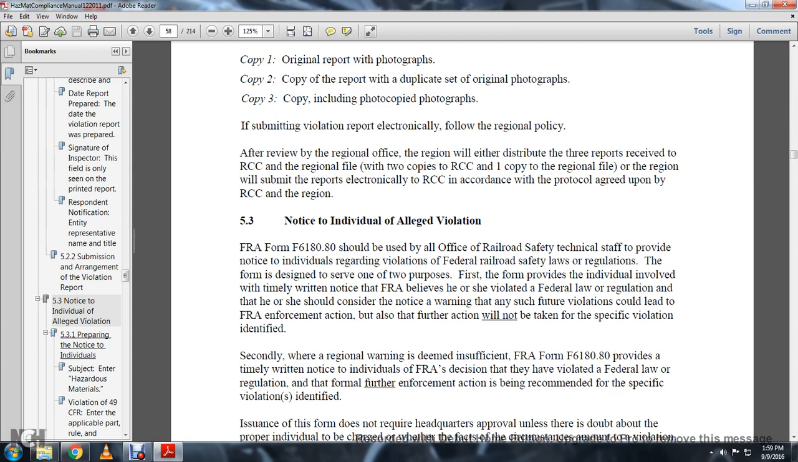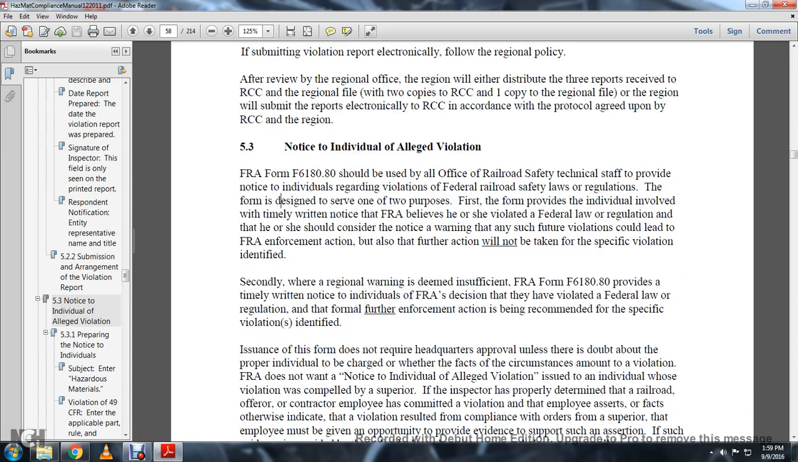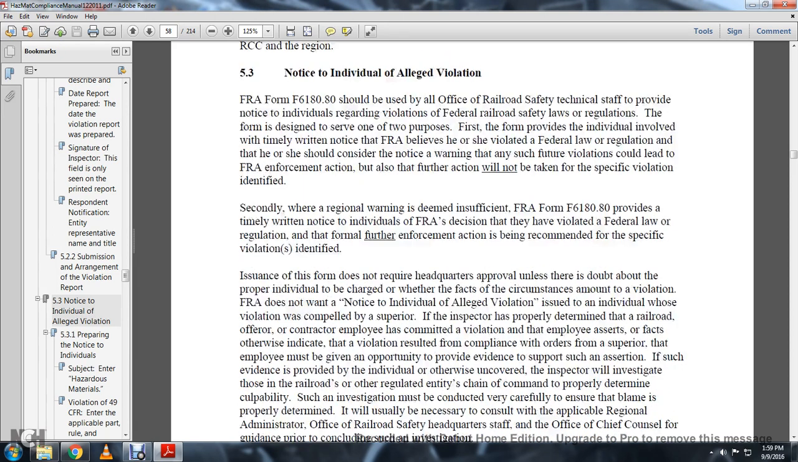Such future violation could lead to FRA enforcement action, but further action will not be taken for the specific violation identified. Secondly, where a written warning is deemed sufficient, the Form 6180 provides the individual with timely written notice of the FRA decision that he or she may have violated the federal law or regulation, and that no further enforcement is recommended for the specific violation.